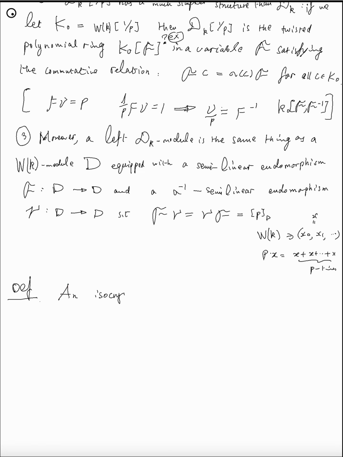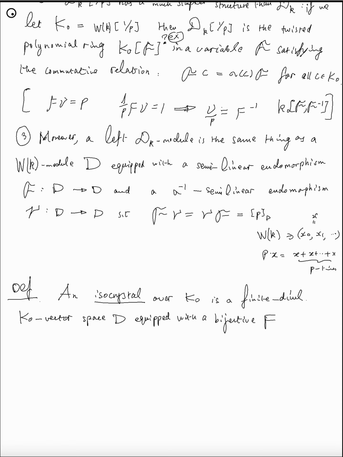An isocrystal over K0 is a finite dimensional K0 vector space D equipped with a bijective Frobenius semilinear endomorphism, phi of D. So you see an isocrystal here is not too far from just a phi module.